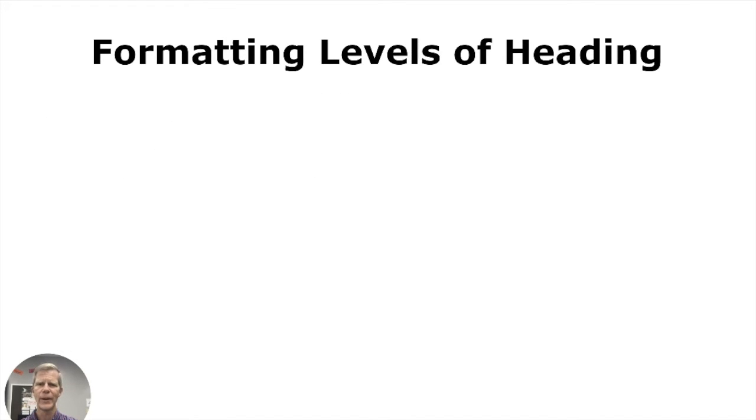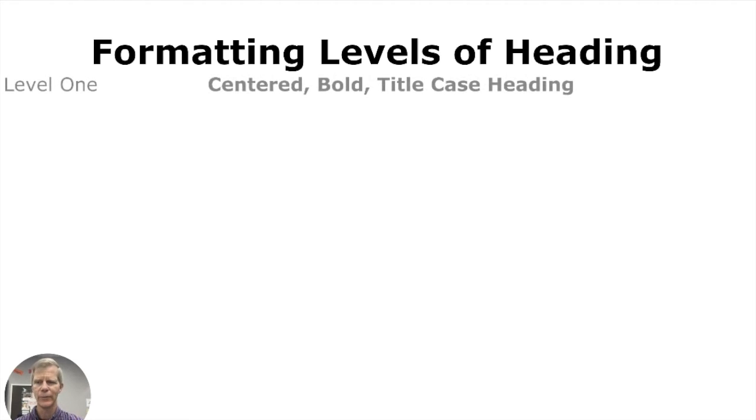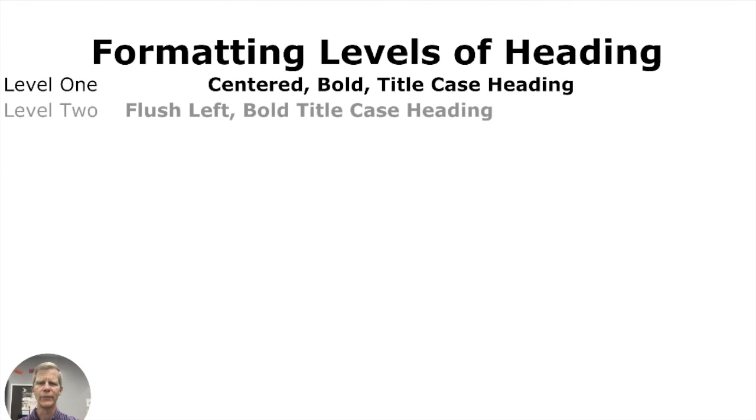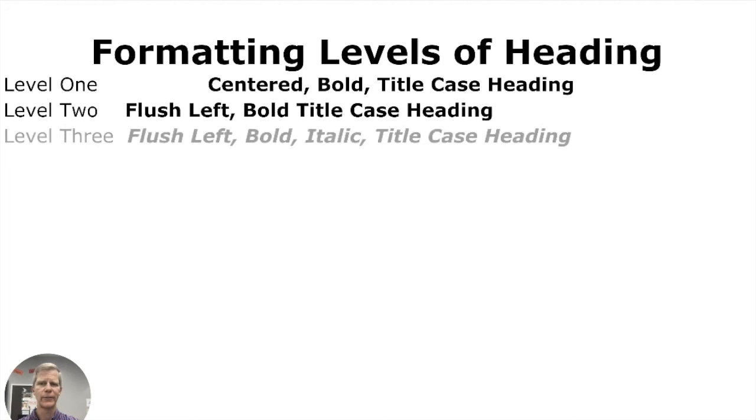In terms of the formatting for the levels of heading, a level 1 heading, this would be for your main sections, is a centered, bold, title case heading. A level 2 heading is a flush left, bold, title case heading. Level 3 is a flush left, bold, italic, title case heading.